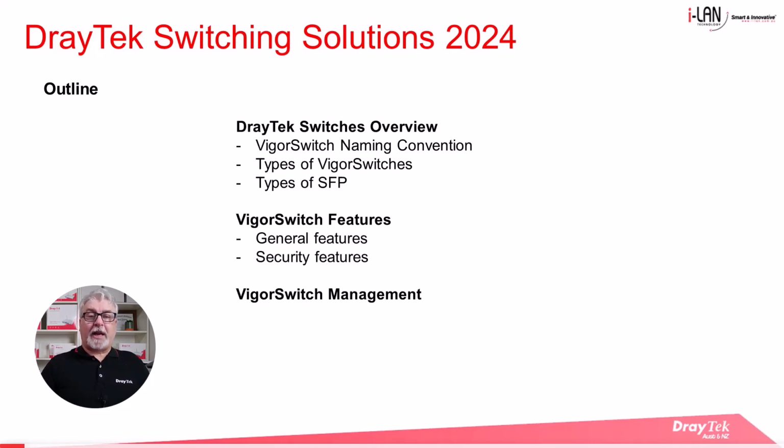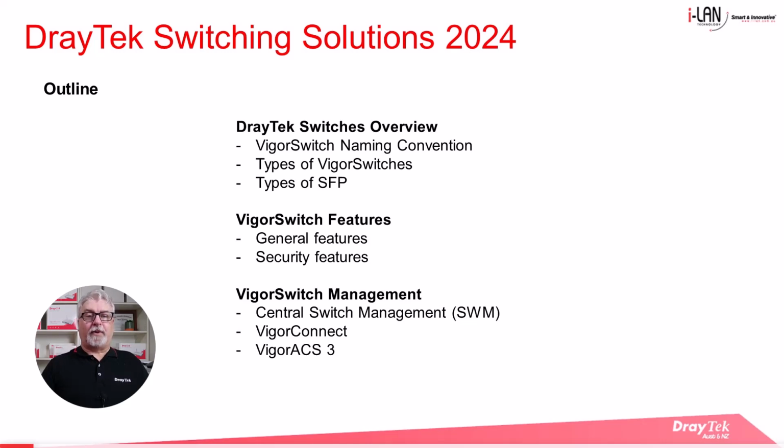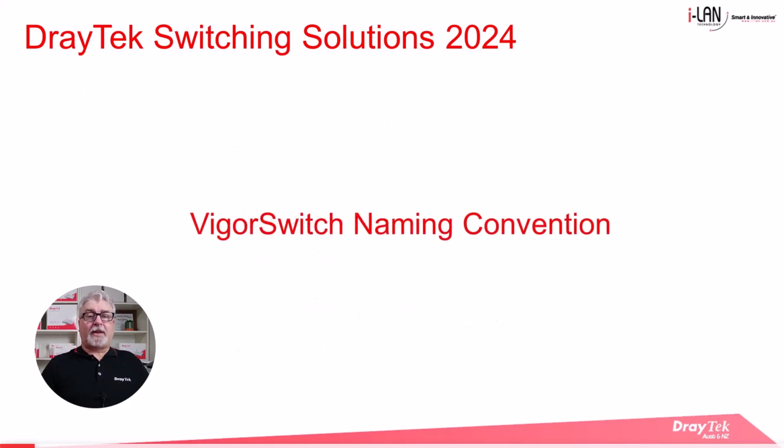Then we'll check out the management tools DrayTek have available, namely Central Switch Management or SWM, which allows centrally managing switches from DrayTek routers, VigorConnect, a local area network tool to manage switches and APs, and VigorACS3, which allows configuring and monitoring DrayTek routers, switches, and APs remotely for multiple networks. Let's start by looking at the VigorSwitch naming convention.